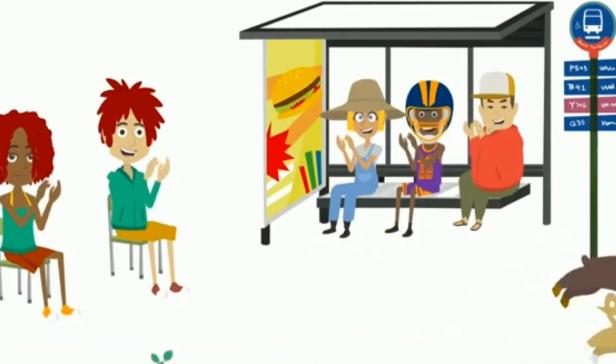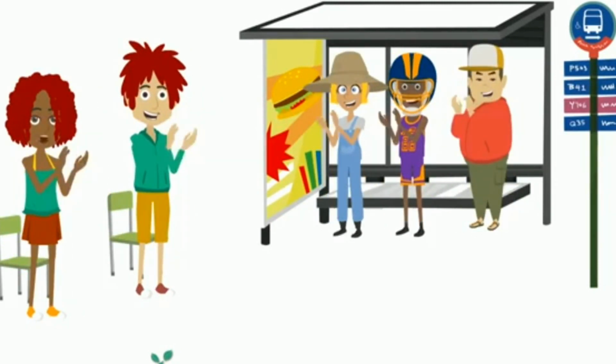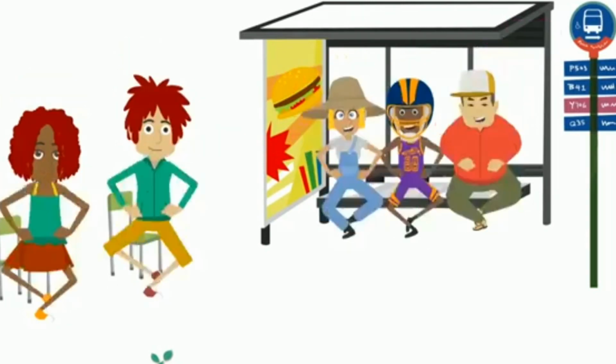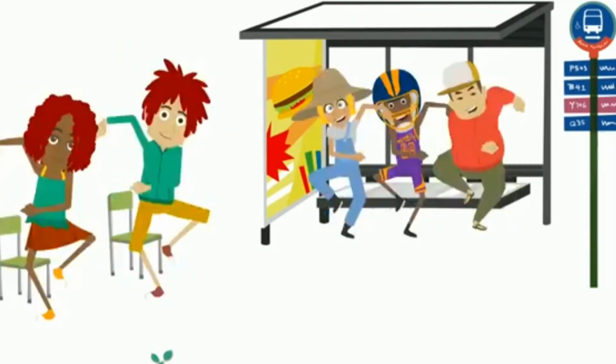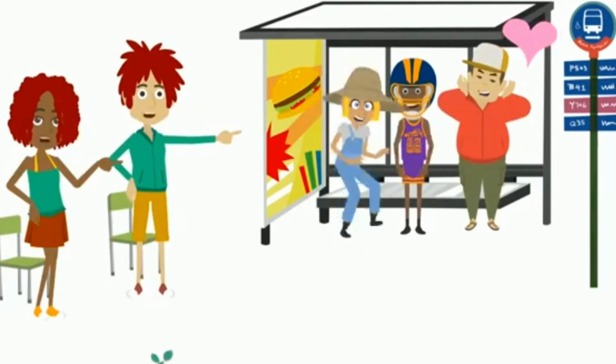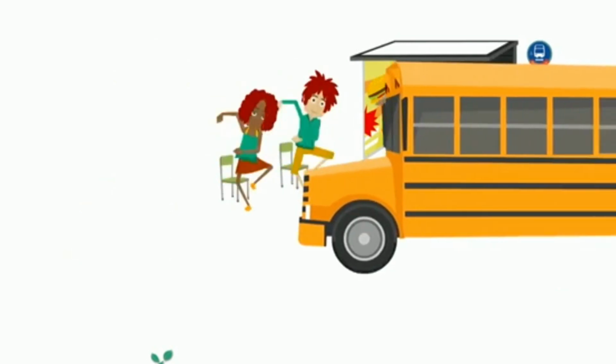Clap, clap your hands. Stand up again. Clap, clap your hands. Come on, clap your hands. Me and you are friends. Let's do the funny dance. Come on, clap your hands. Me and you are friends. Let's do the funny dance.